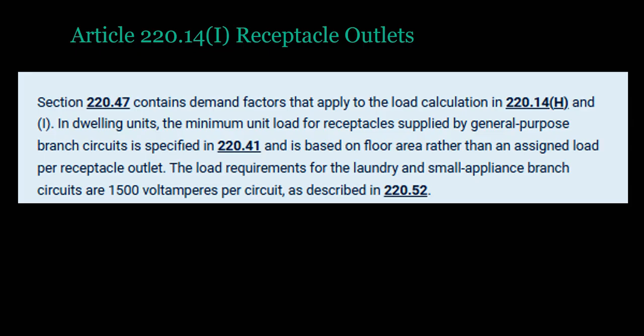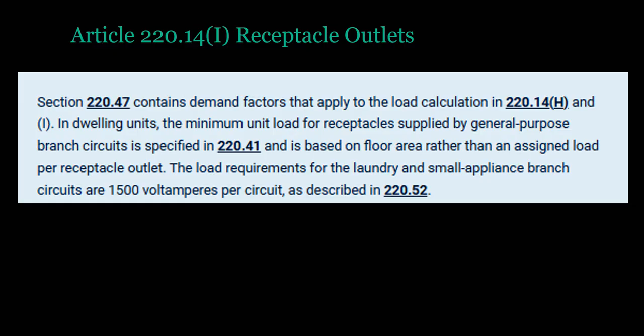So 220.47 contains demand factors that apply to the load calculation in 220.14(H). And in dwelling units, the minimum unit load for receptacles supplied by general purpose branch circuits is specified in 220.41 and based on the floor area. Essentially, if you're calculating in a commercial application per receptacle, general purpose receptacles, you're calculating those at 180 VA. And of course, if they're continuous duty receptacles for any reason, then it would be at 125%, which is going to be 225 VA.